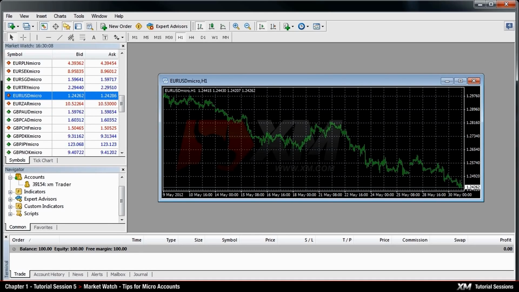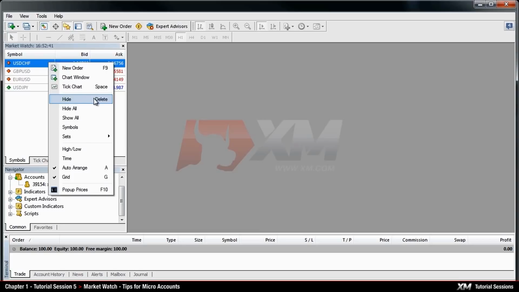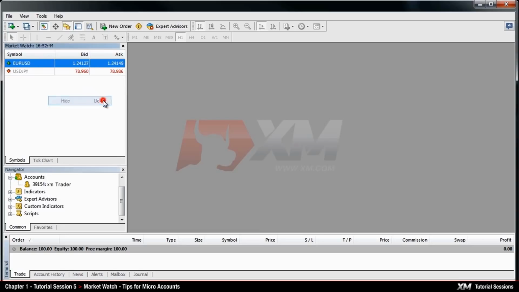specific symbol. To avoid confusion, we suggest hiding the standard symbols by right-clicking a symbol and pressing Hide. This will remove the selected symbol from the Market Watch window.